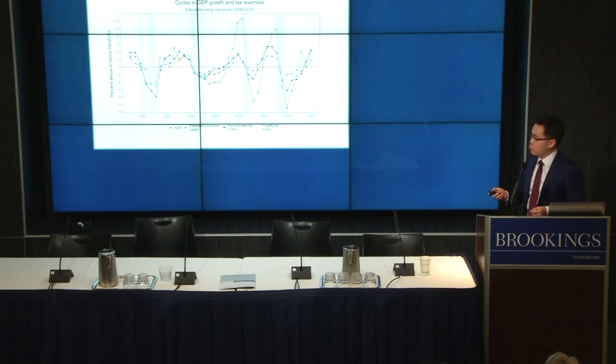And this figure shows the cyclical components of the major tax revenue sources and compares them against the cyclical component of real GDP growth. So we can see that both income tax and general sales tax have very prominent cyclical behavior, and the cyclical behavior in income tax is even stronger than the general sales tax.